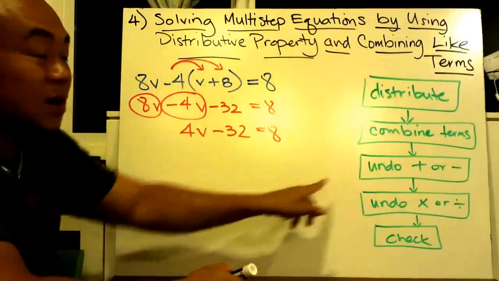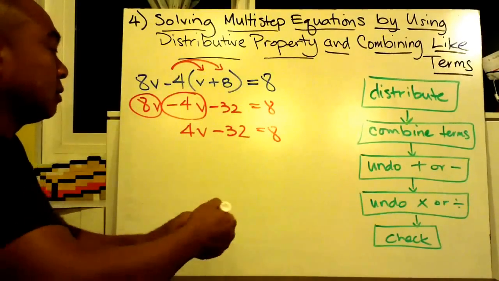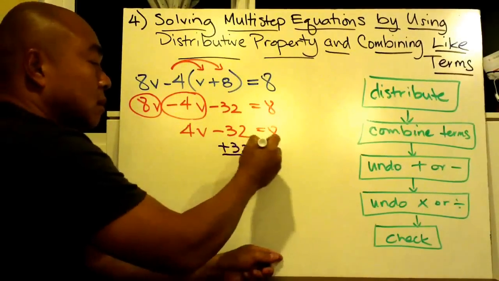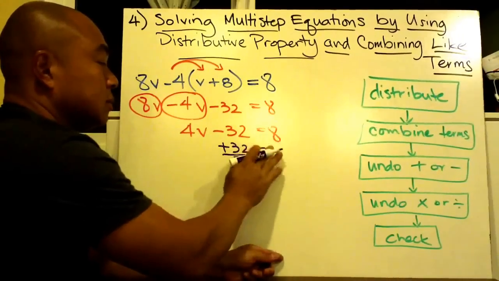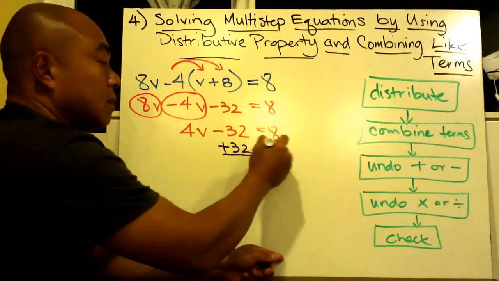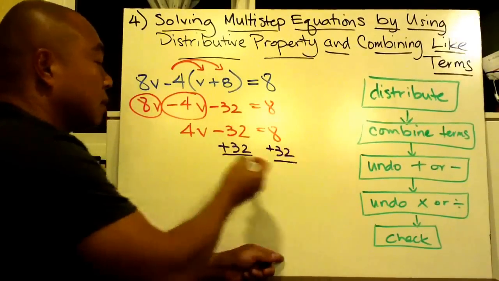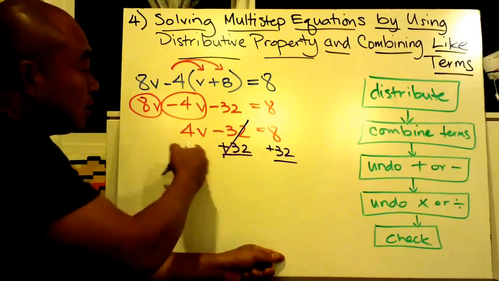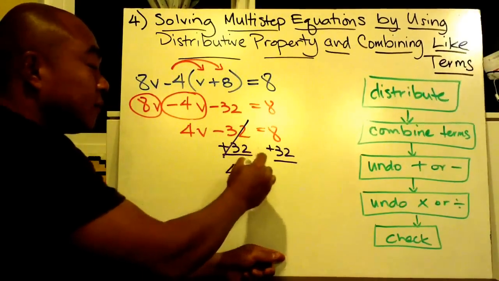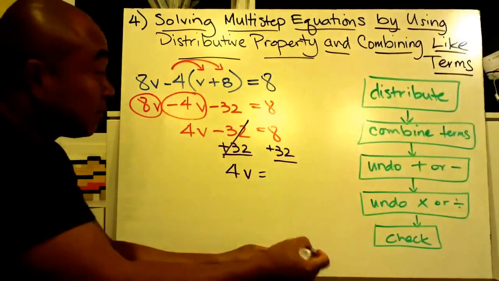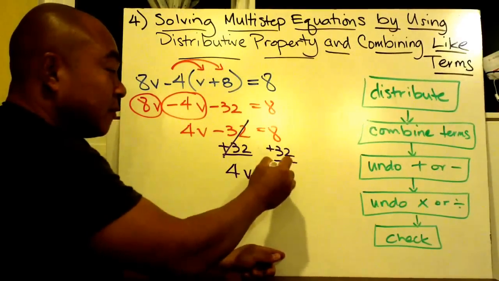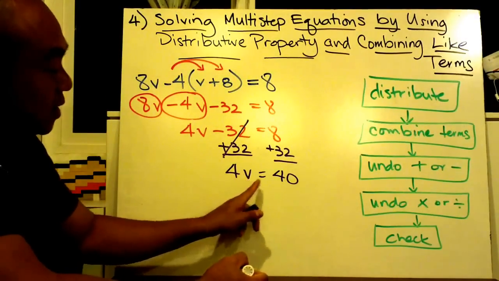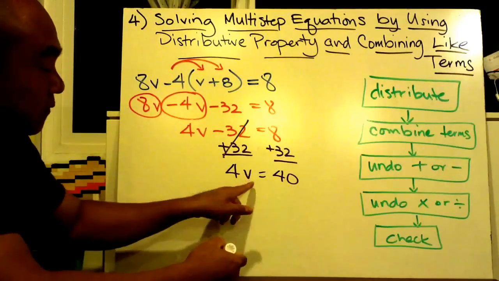So again, we're going to undo subtract 32 by adding 32 to both sides. Plus 32 right here. So now you have minus 32 plus 32, that brings us back to 0. So all you have left on this side is your 4v. And again, your main goal is to isolate that variable. 8 plus 32 is going to give you 40. And what you have here is you have 4 times v is equal to 40. And we're looking for what v is.